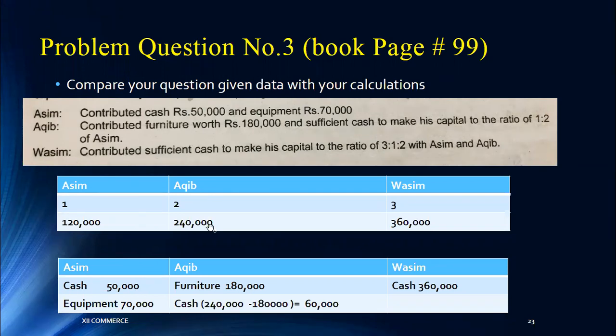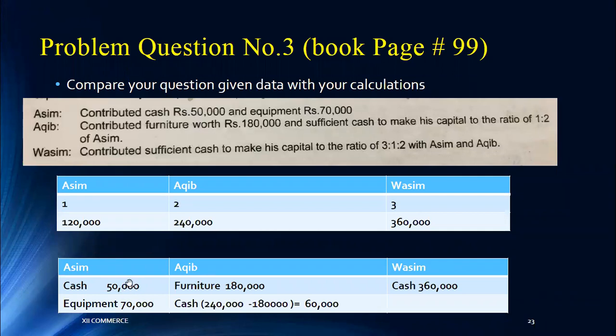Another process you can use is to subtract 180 from 240,000 to get the answer for this cash value, 60,000. Clear? Then Mr. Wasim's ratio is 3. You can simply multiply 120,000 by 3, which is 360,000. It is because when Asim has 1 rupee, Wasim will have 3 rupees. It means triple the amount of Asim. So you can multiply it, or you can apply the formulas also and do it.